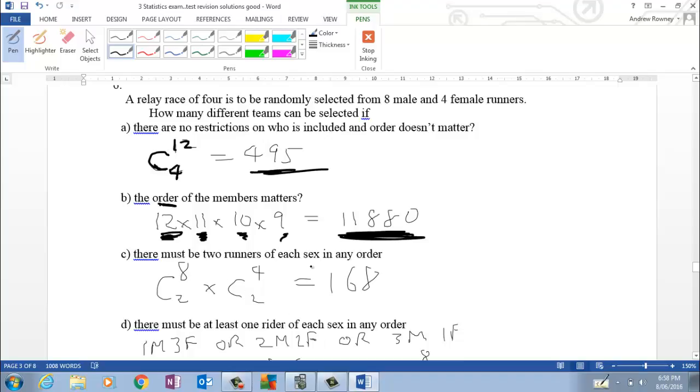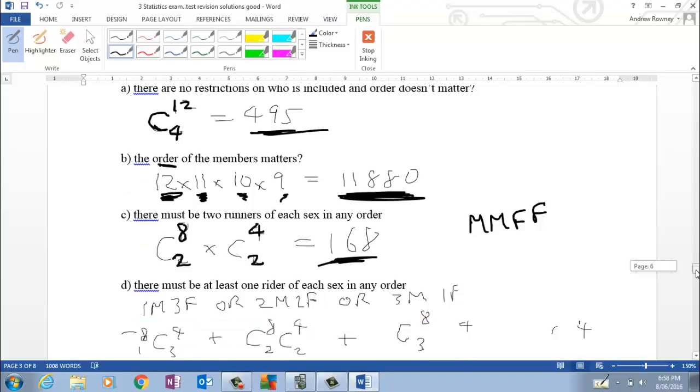If there must be 2 runners of each sex, that means you have to have male, male, female, female, not necessarily in that order. Then you've got to select the males. You've got to get 2 males from the 8 males, as well as 2 females from the 4 females. If you multiply them, there's 168 different combinations.